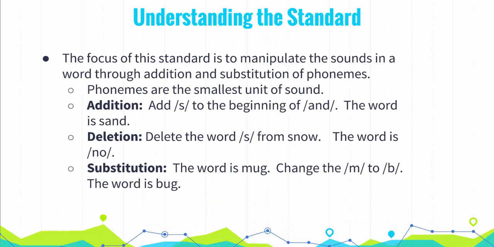There are 3 different components that fall under this standard. While the standard only requires that you teach addition and substitution of phonemes, it is a natural progression to teach deletion when students are ready. A breakdown of the individual skills is displayed on this slide. Each skill can be broken down farther into manipulating the phonemes in particular positions, the beginning, middle, and final sounds.